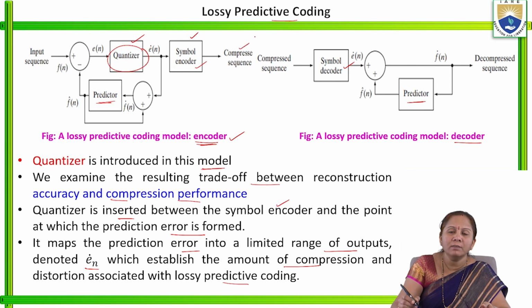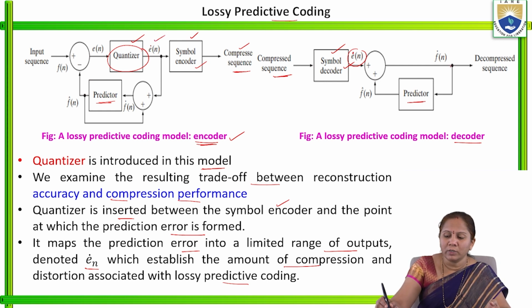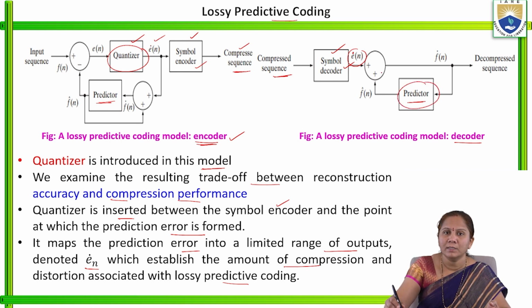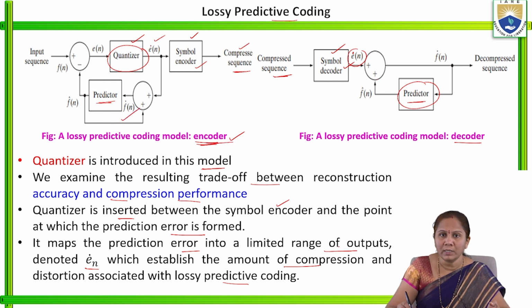So after the compression is performed, that compressed sequence, whatever we are getting as the output of this encoder, is given as input to the decoder part, which is the symbol decoder. The output we are getting from the symbol decoder is e of n dot, which is the same as the output of the quantizer. And here we can see one more predictor is available, which performs the exact reverse operation of the predictor that is available on the encoder side.